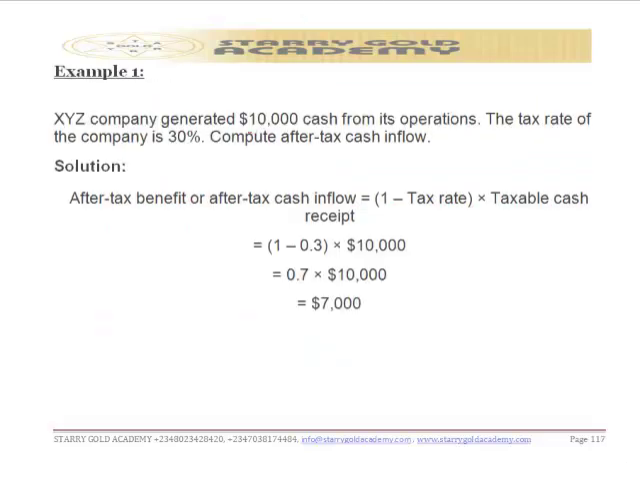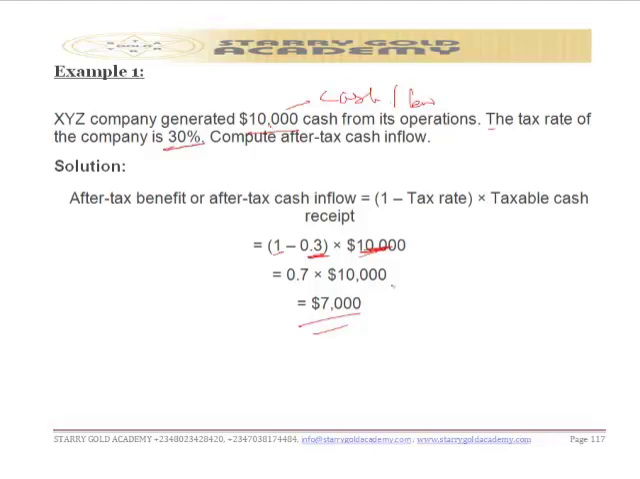XYZ company generated 10,000 cash from its operations. This is ordinary cash flow. The tax rate on income is 30%. Compute the after-tax benefit. You can see the cash flow is 10,000. The tax is 30%, 0.3, so 1 minus 0.3. So we have 7,000 as our after-tax benefit.